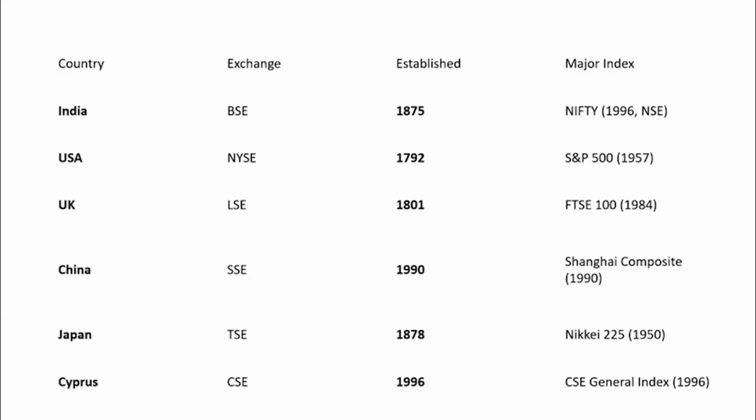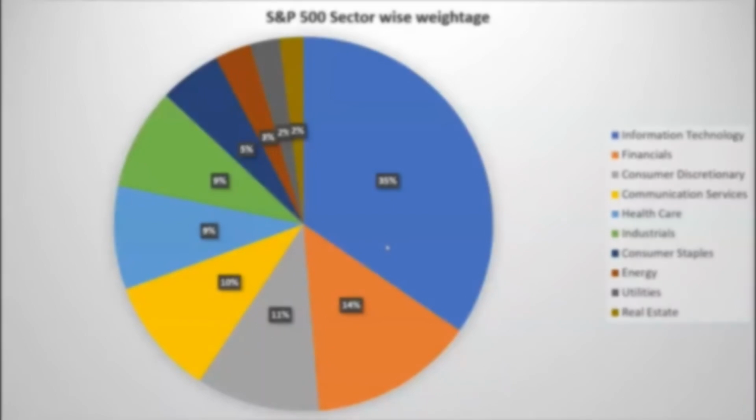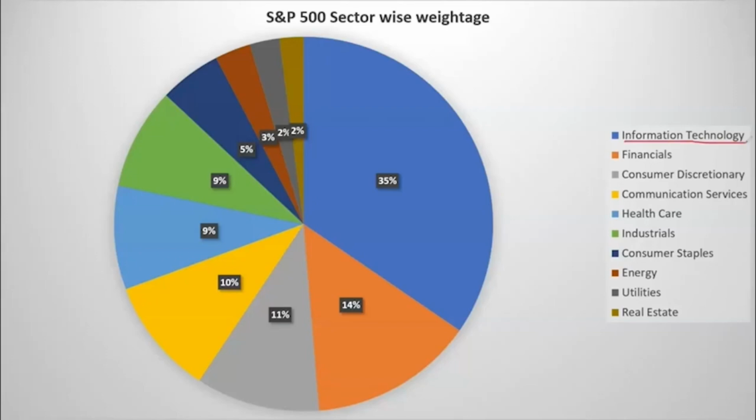Going to talk about how the S&P 500 has its sector weightages. As you can see, we all know that the US is a very tech heavy country. The entire IT sector constitutes about 35% of the index, and after that it is the financials, which constitute about 14%.